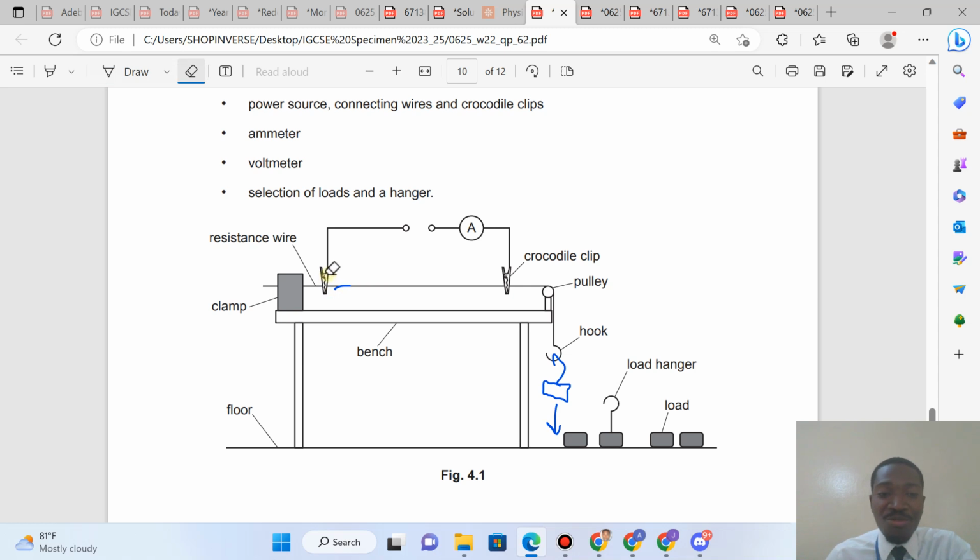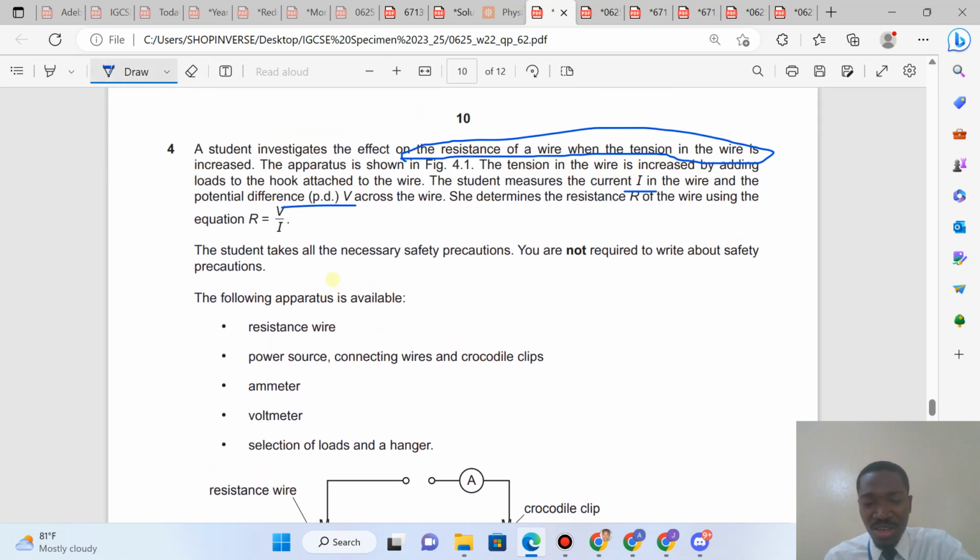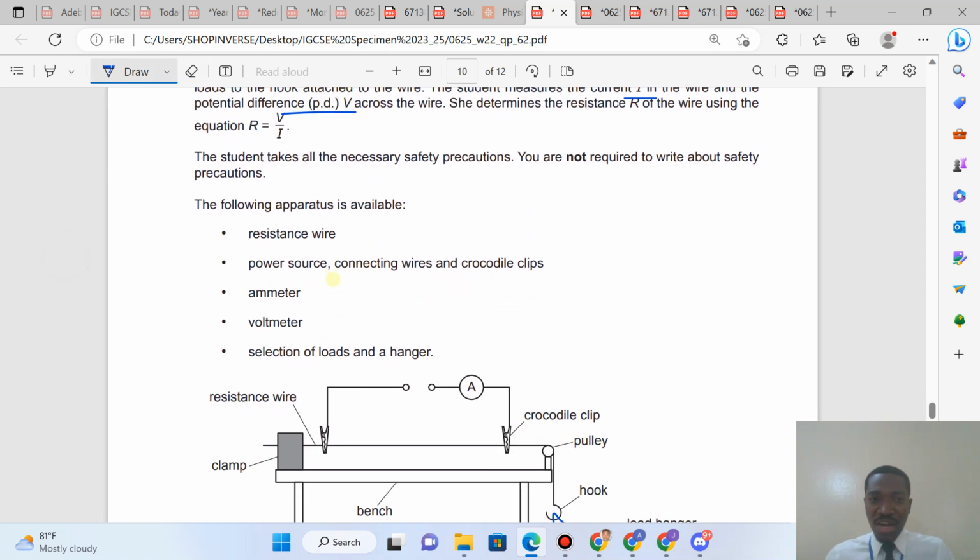But the question itself will guide you. The question will tell you to do that, so they don't assume you know everything. That's one beautiful thing about practicals. The question will guide you till you arrive at your conclusion. Even in this planning, sometimes the question will guide you.